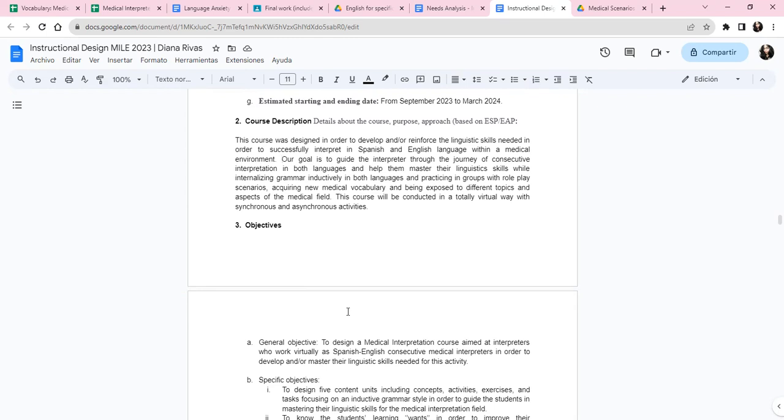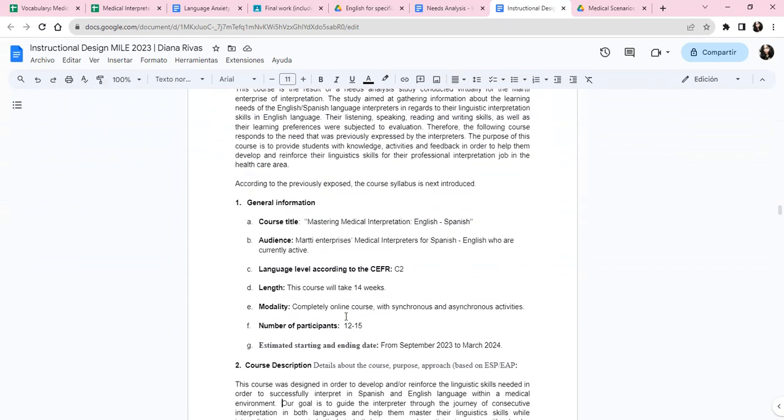And our goal is to guide the interpreter through the journey of consecutive interpretation in both languages and help them master their linguistic skills while internalizing grammar inductively in both languages and practicing in groups with role play scenarios, acquiring new medical vocabulary, and being exposed to different topics and aspects of the medical field. This course will be conducted in a totally virtual way with asynchronous and synchronous activities.